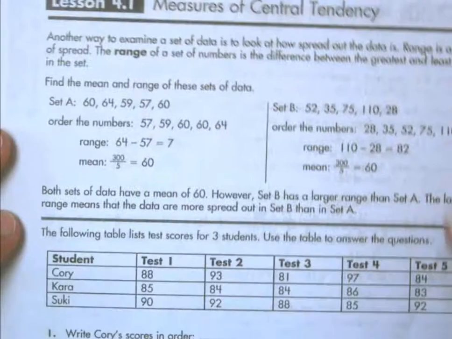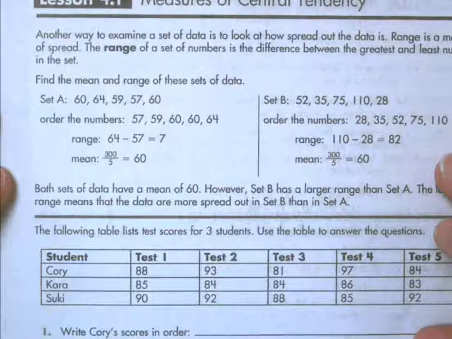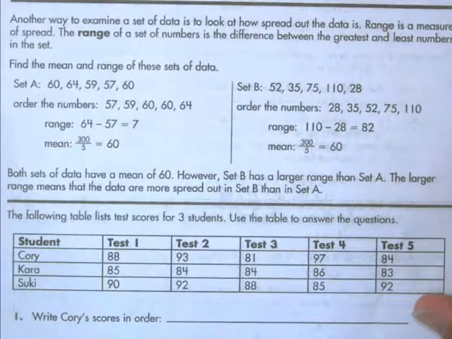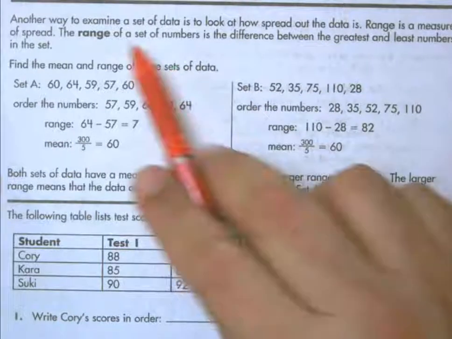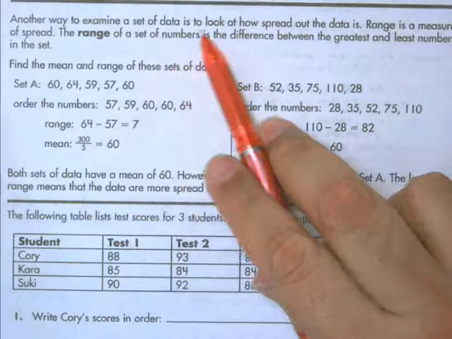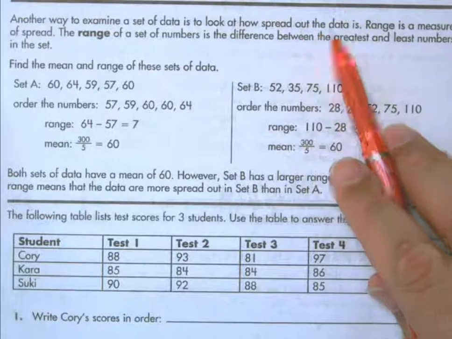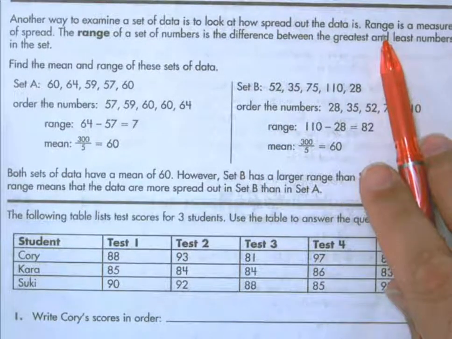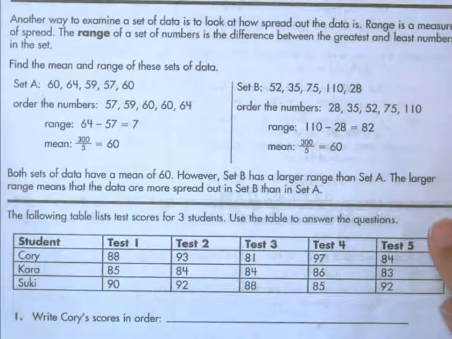So measures of central tendency. We're talking more about the range, which is the spread, right? So we're looking at that data spread, and it says here another way to examine the set of data is to look at how spread out the data is. Oh, that's why it's called that, how spread out it is. Interesting. Range is a measure of spread. The range of a set of numbers is the difference between the greatest and the least.